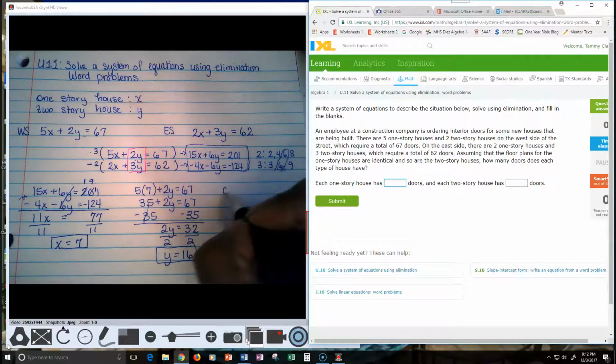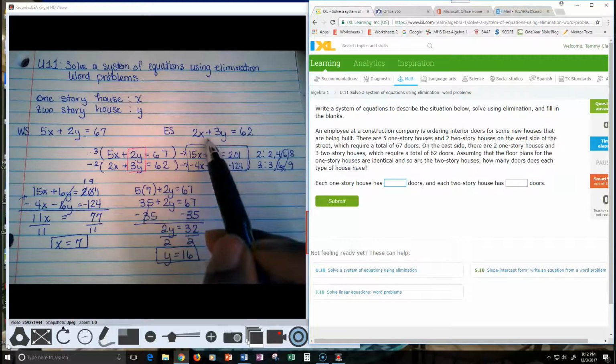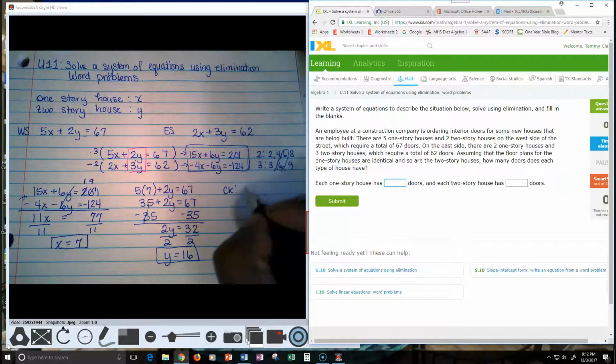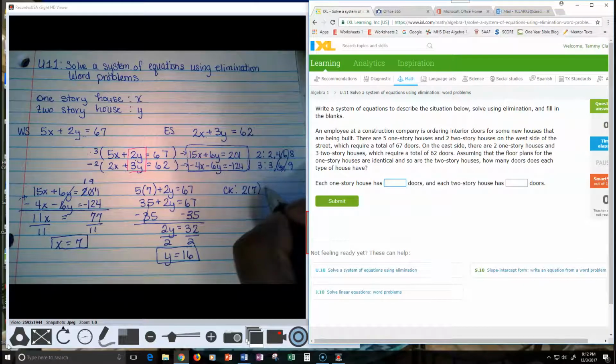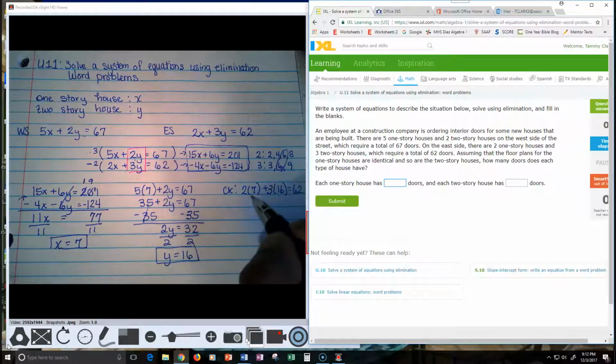Let's go ahead and do our check by using this equation. So I have 2 multiplied by 7 plus 3 multiplied by 16 equals 62, we hope. So 2 times 7 is 14. 3 times 16 is 48.